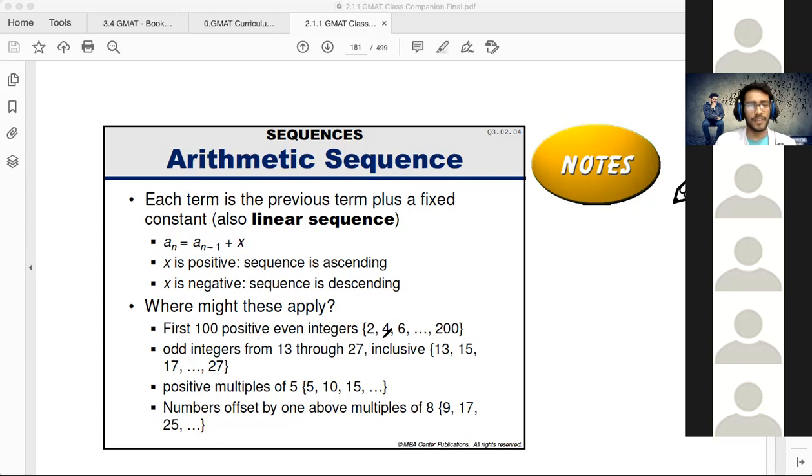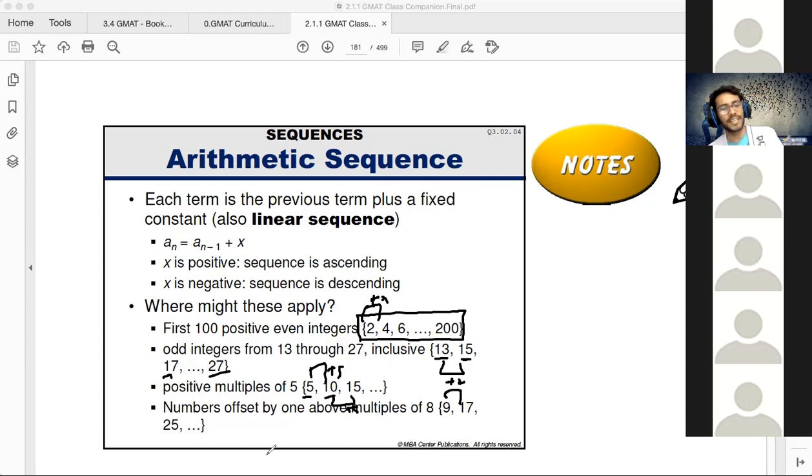First 100 positive even integers: yes, you can apply. 2, 4, 6, 8, till 200 it will go. Odd integers from 13 through 27: 13, 15, 17, up to 27. Positive multiples of 5: yes, constant, plus 5, plus 5. Here it was plus 2, here also plus 2. Numbers offset by 1 above multiples of 8: 9, 9 plus 8 is 17, 17 plus 8 is 25, 25 plus 8 is 33. So remember this formula, very, very important.